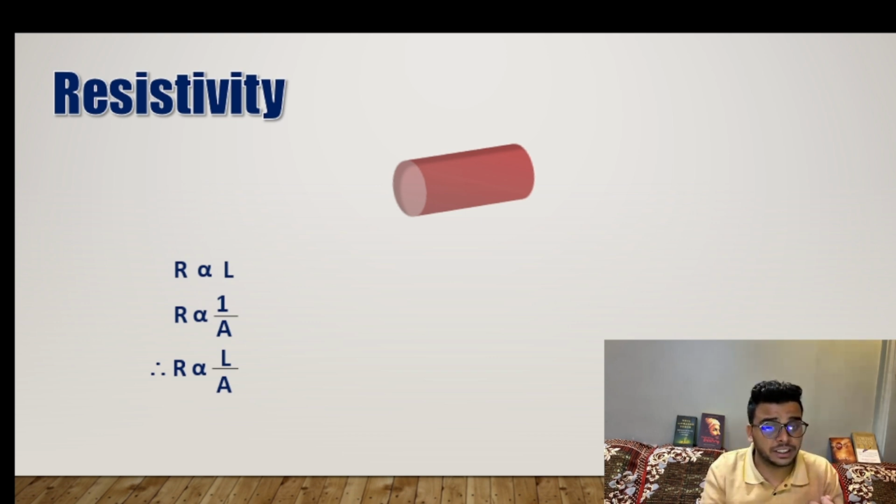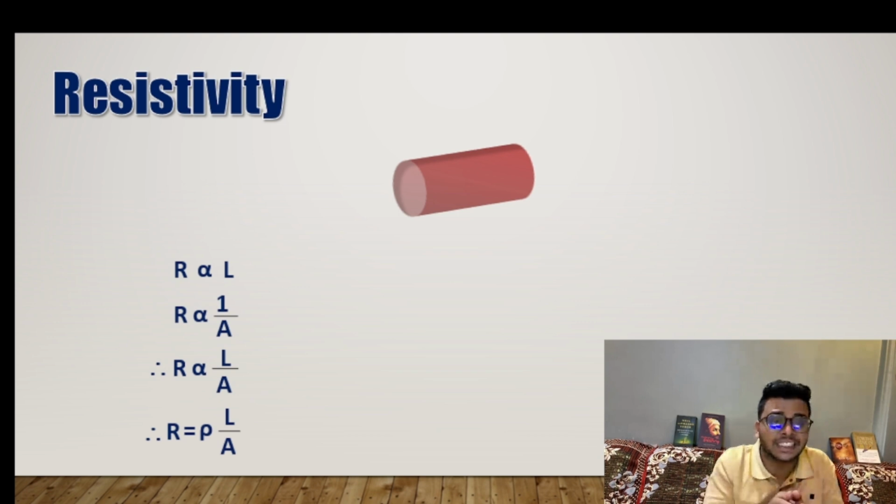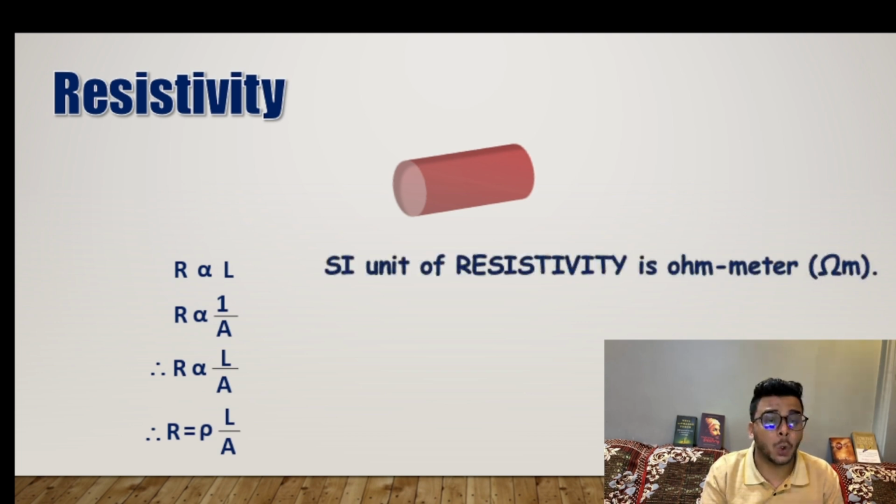The constant which we multiply over here is resistivity, which is denoted by rho. So R is rho into L upon A, means resistance is equal to rho, that is resistivity, into length upon area. And the SI unit of resistivity is ohm meter, ohm into meter.